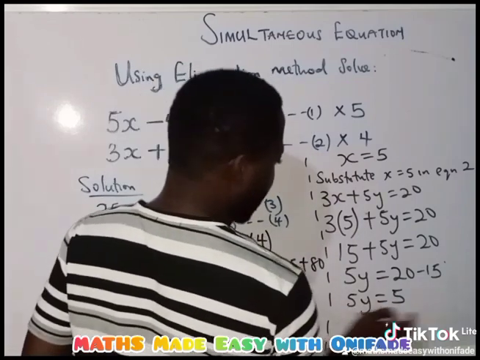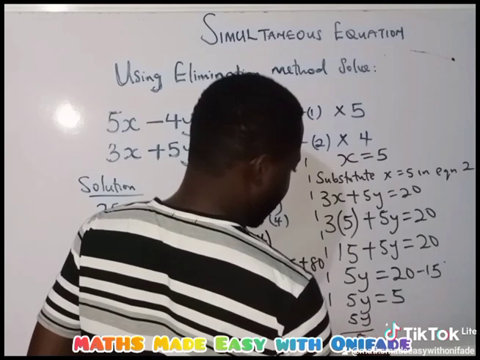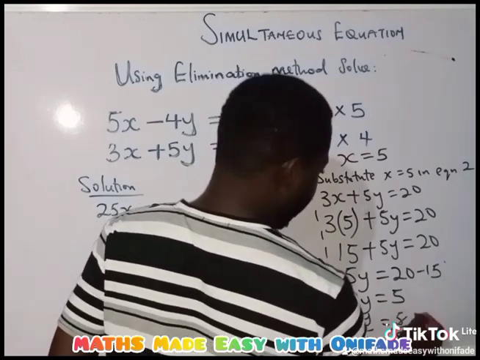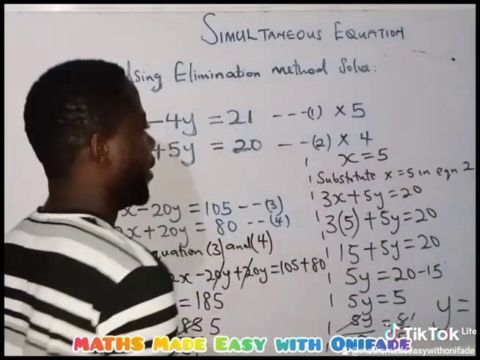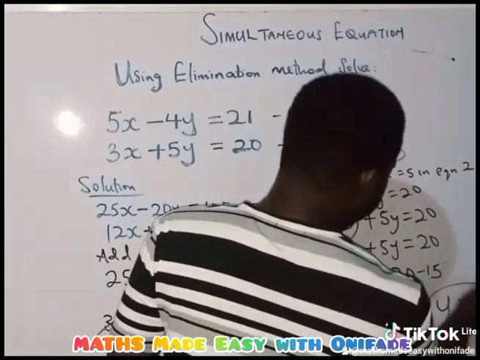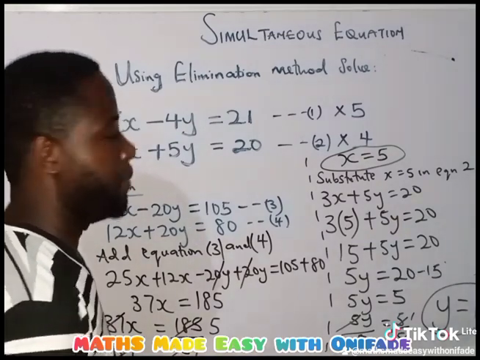So you divide both sides by 5. When you divide both sides by 5, you are going to have 5y all over 5 equals to 5 all over 5. So this cancels this. 5 here 1, 5 here 1. So I'm going to have y equals to 1. So the value of our x is 5, x equals to 5, and for y, y equals to 1. So that's how to solve questions using elimination method.